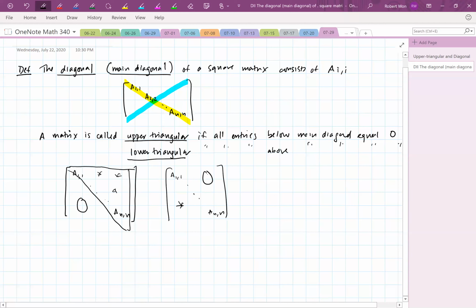Okay, of course, some of the elements on the diagonal could be 0, but all we're saying is that below or above the diagonal, you only have 0. Okay, and a matrix is called just diagonal, that's as an adjective, if its only non-zero entries occur along the diagonal.